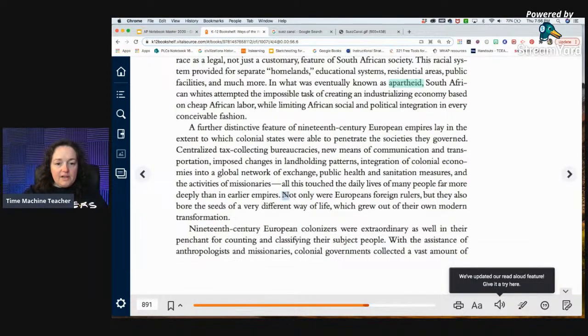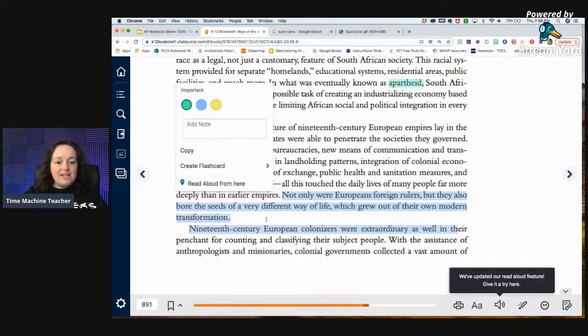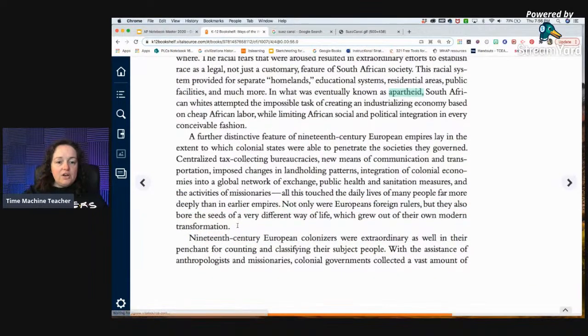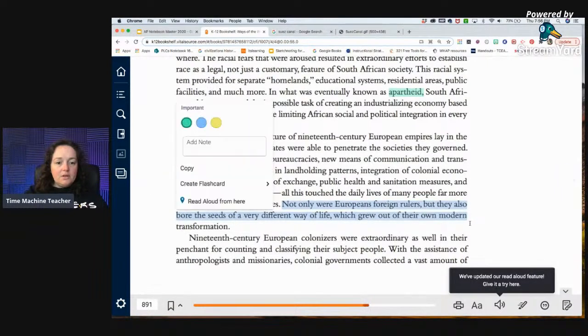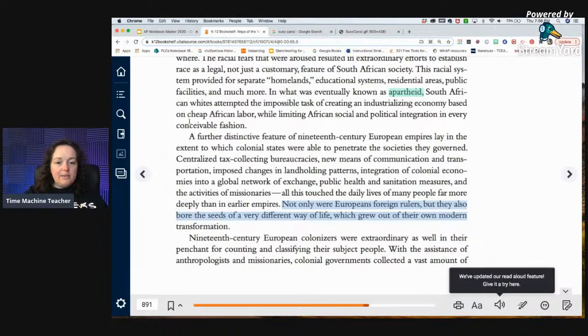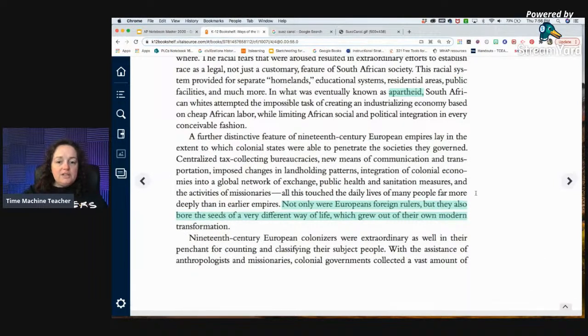So this is key right here. Not only were European foreign rulers, but they also bore the seeds of a very different life. So they're changing the culture. So not only did they rule, but they changed the culture as well. It won't let me highlight all of that, but you get the gist. Not only did they rule, but they changed the culture as well. They were part of that changing culture.